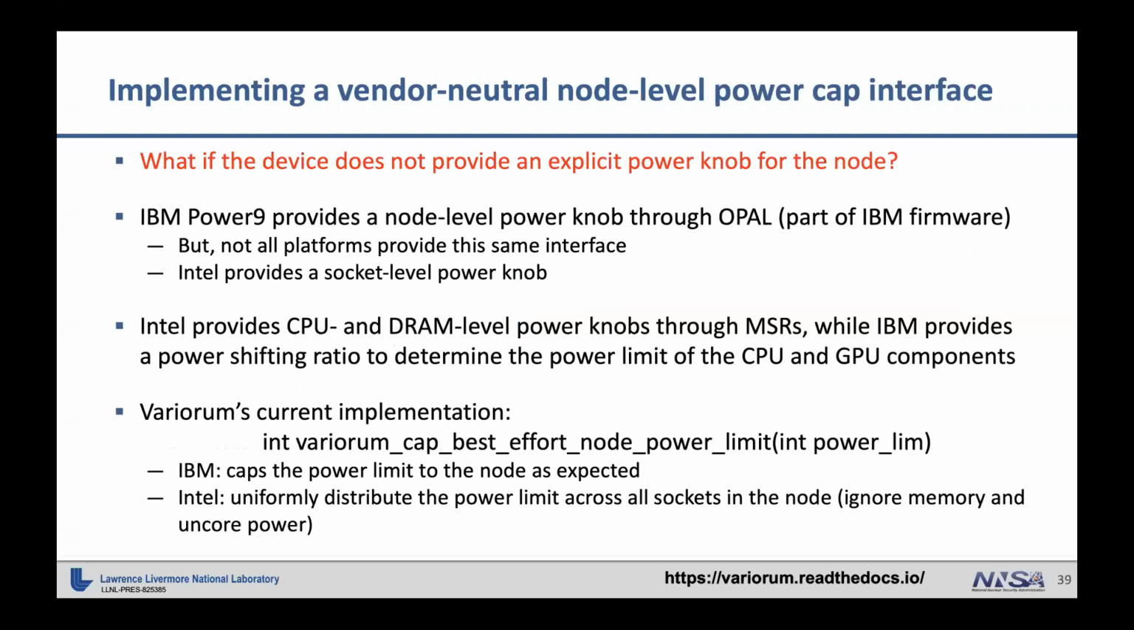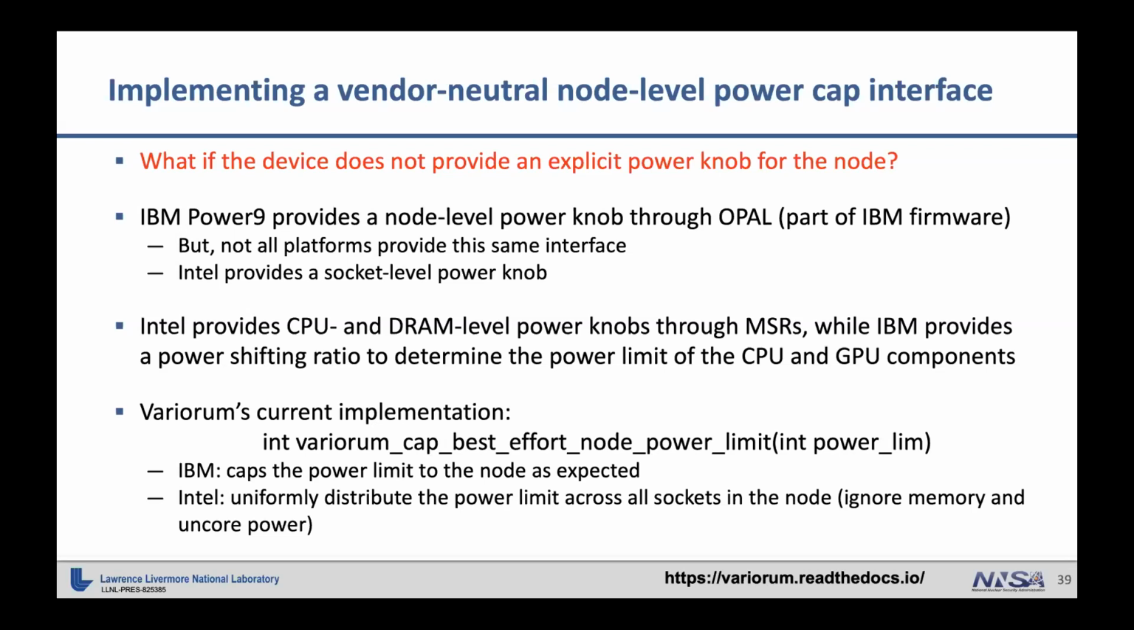So one of the challenges that we've been trying to address in Variorum is how do we implement a vendor neutral node level power cap interface? And specifically, this is a challenge because not all of our devices provide an explicit power knob for the node. As we had mentioned before, IBM Power 9 systems provide a node level power knob through the Opal interface. But we find that it doesn't apply to all of our systems. In particular, Intel only provides us a socket level power knob for some of the generations. I believe some of the newer Intel systems are providing node level power knobs.